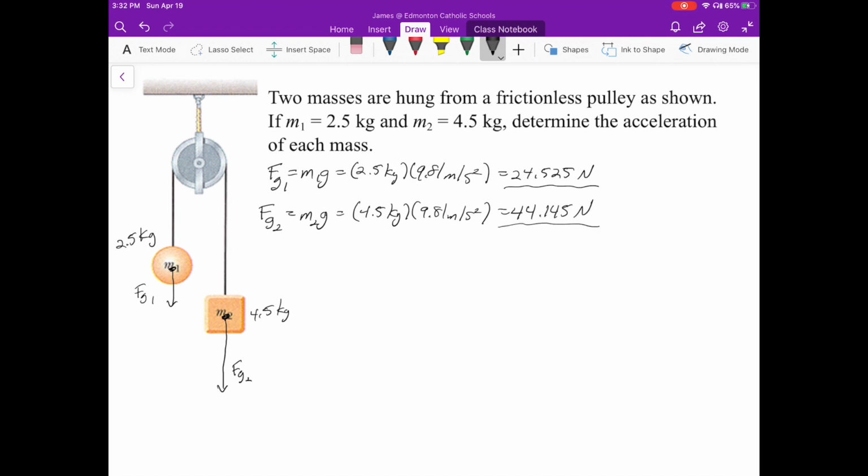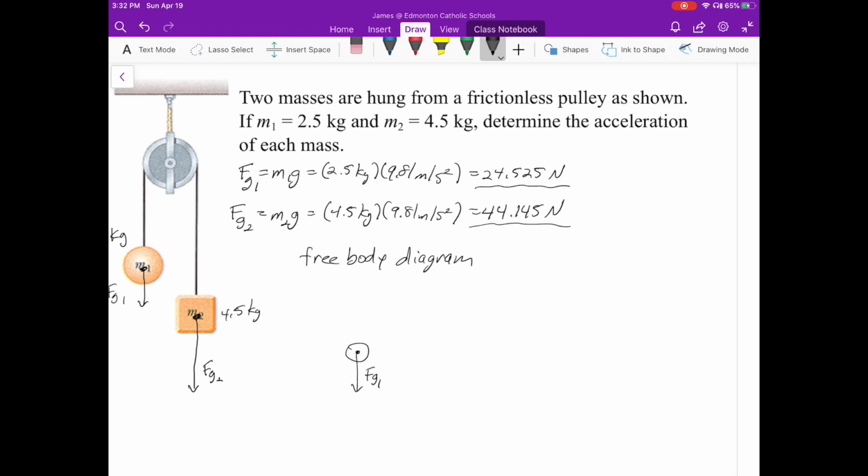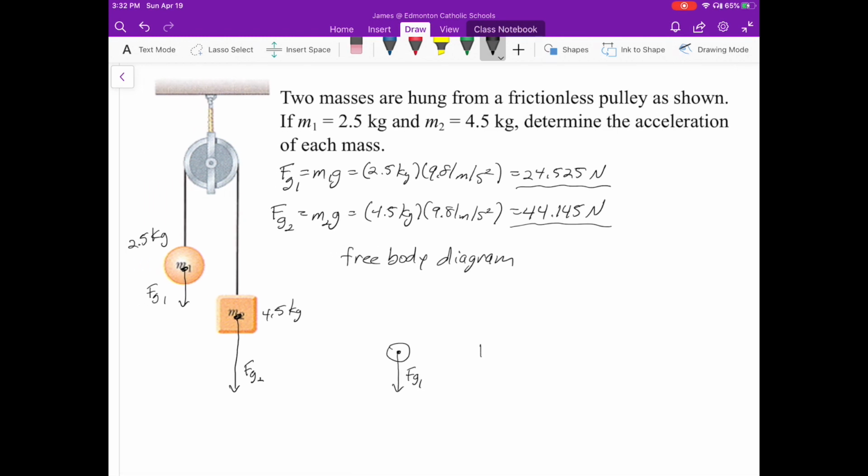Okay, so to help ourselves wrap our heads around this, if we've got more than one force acting on an object, in this case two objects here, it's best to draw a free body diagram to keep track of things. So here we've got Fg1 pulling down on the ball. And on the box here, we've got that bigger force pulling down, Fg2.